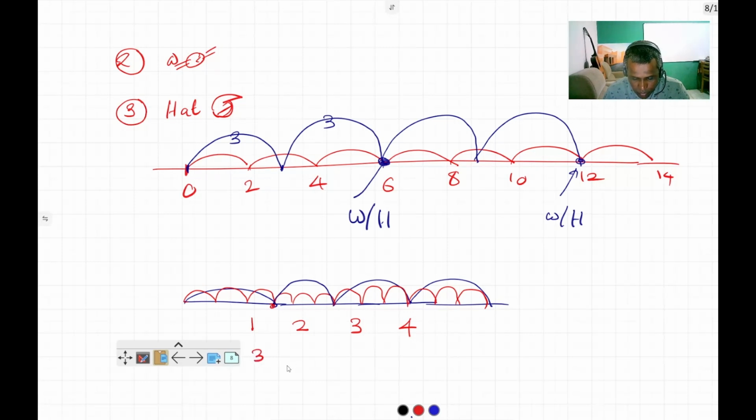3, next is 6, next is 9, next is 12. Like that he is keeping. That means these are the places where both are coming together.